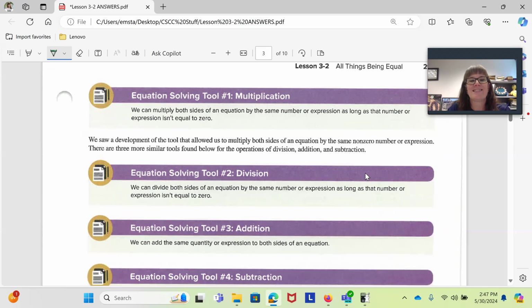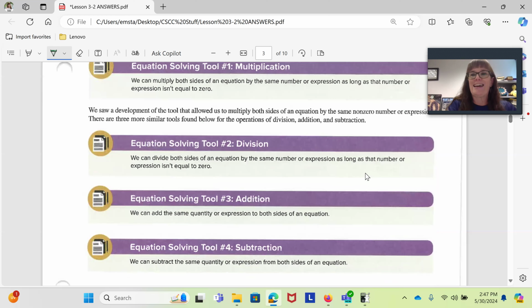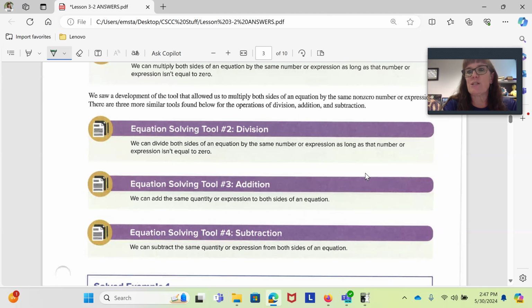Same is true for division. So the multiplication and division rules are almost the same. I can divide both sides of an equation by the same number as long as it isn't 0, and it won't affect the truth value. The other two we're going to add into our toolbox are addition and subtraction.